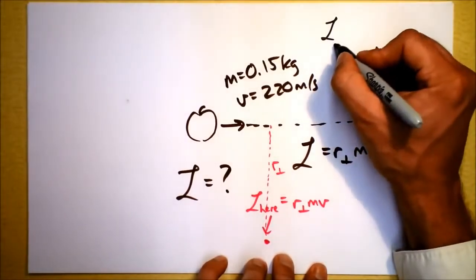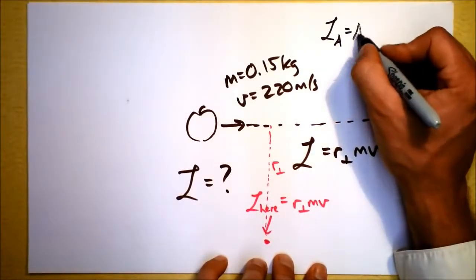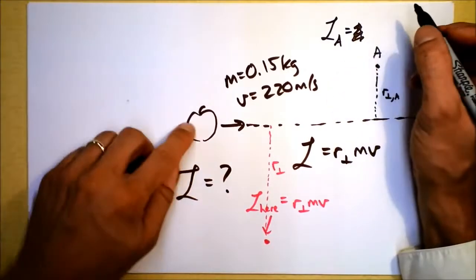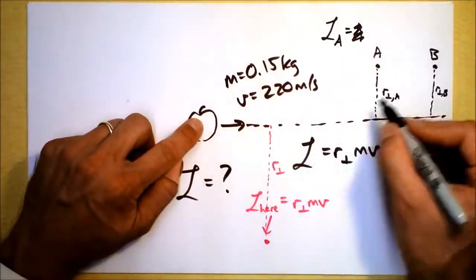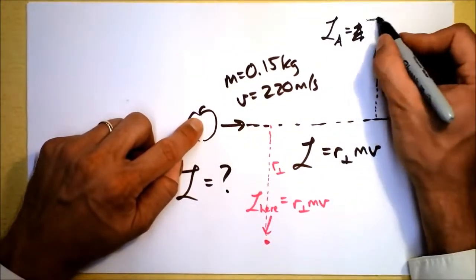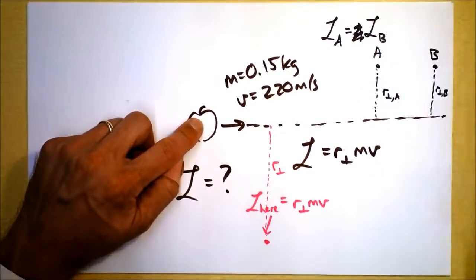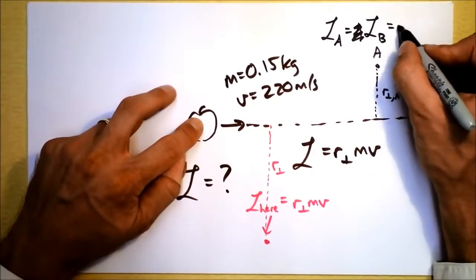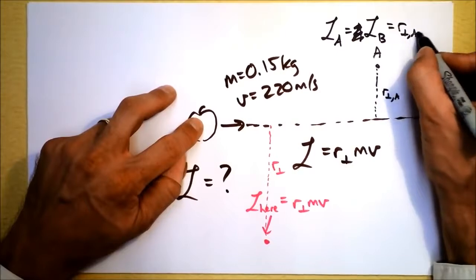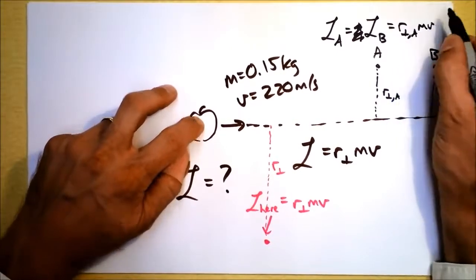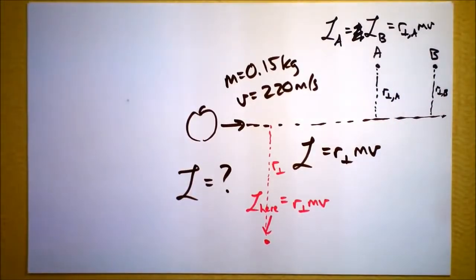We could say the angular momentum of the apple if the axis is at A would be the same as the angular momentum of the apple if the axis is at B. And that's just going to be r perp A times m times v. I hope angular momentum is starting to make sense to you. We'll talk about it more in class.